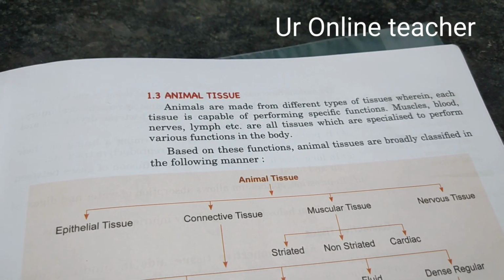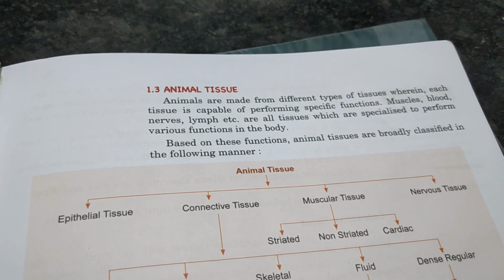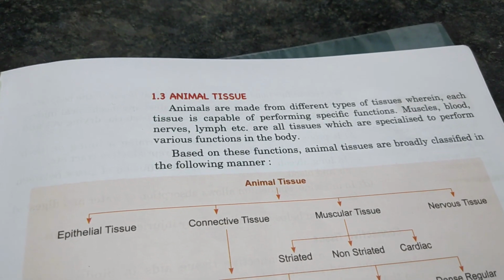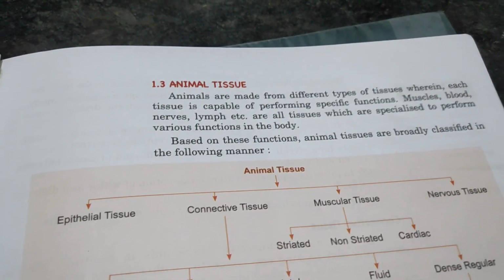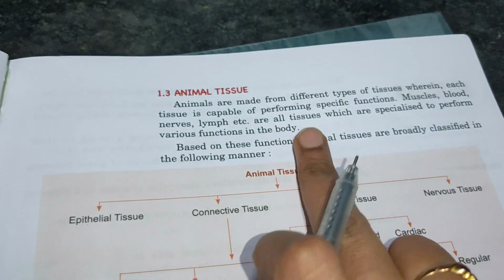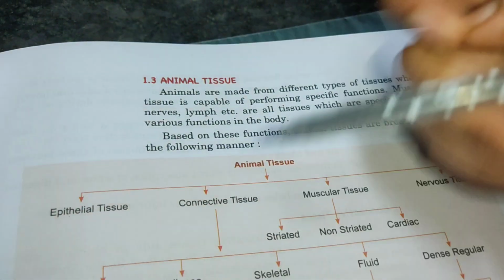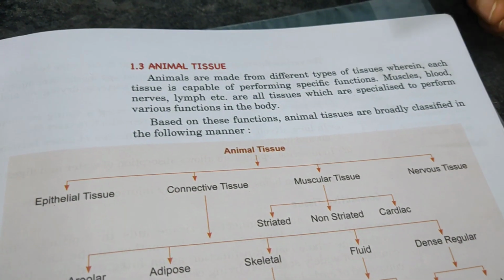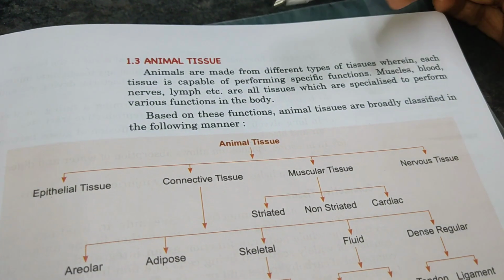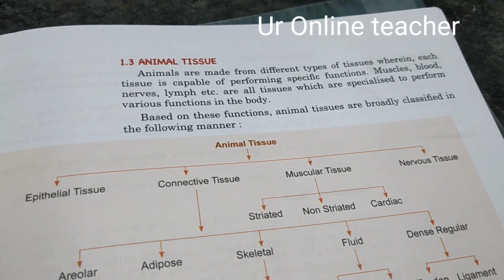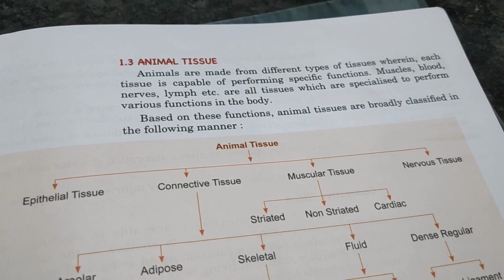Hi students, today I am going to discuss animal tissues in the chapter on tissues. Animals are made of different types of tissues, where each tissue is capable of performing some specific function. So each tissue has a specific function, like muscles, blood, nerves, lymph, etc. These are all tissues which are specialized to perform various functions in our body.